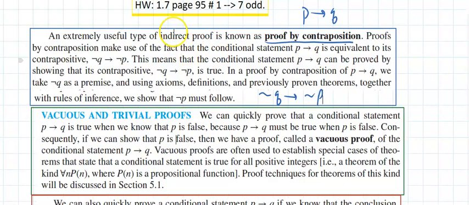So, if the original statement is if it rains, then there must be clouds, the contrapositive would be: if there are no clouds, then it's not going to rain, or it can't rain.